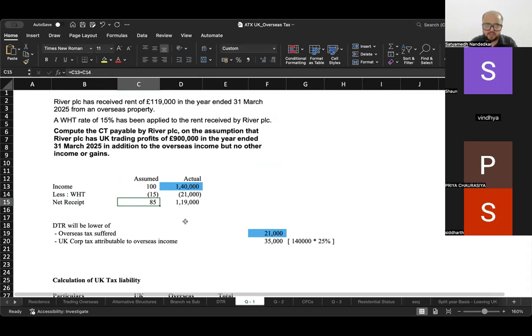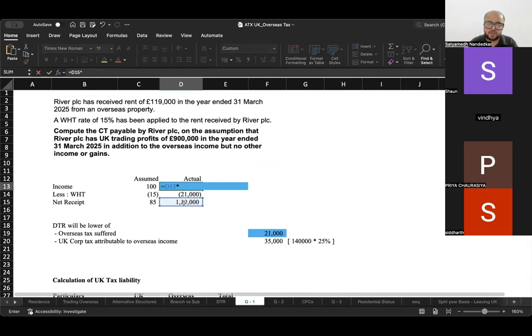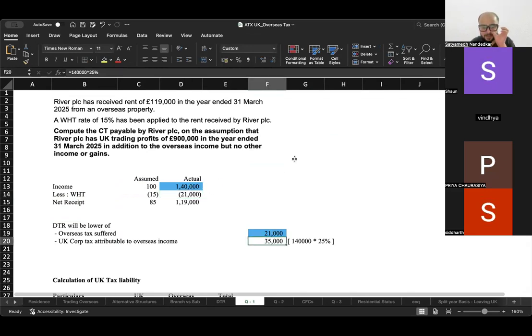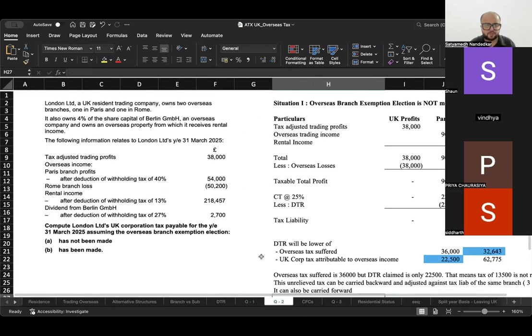How much did you receive? You received 1,19,000. So आपका gross income कितना हो जाएगा? 1,40,000. 21,000 is tax suffered overseas. And on 1,40,000, what is the UK corp tax? UK corp tax is 1,40,000 into 25%, which is 35,000. Double taxation relief will be the lower of the two, which is 21,000.